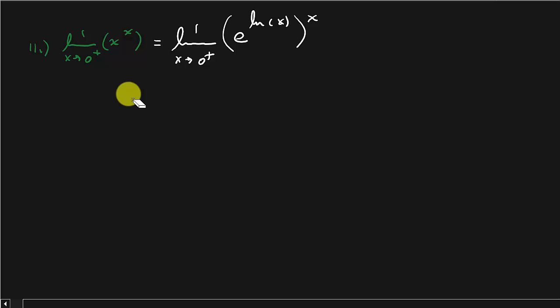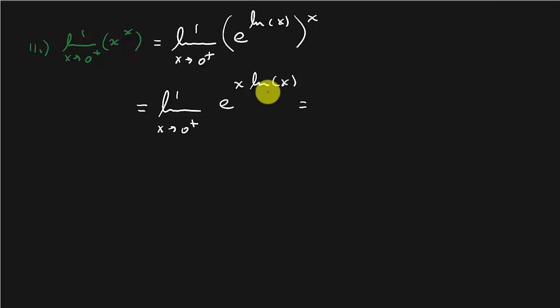Now, I don't know if you see it now. I hope you do. But let's keep going. So that's going to be the limit as x goes to 0 from the right of e to the x times natural log x. All right, you see that? And now we can take the limit of x times natural log x. Can't we do that? Look.